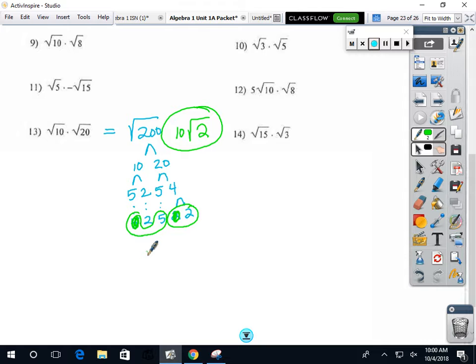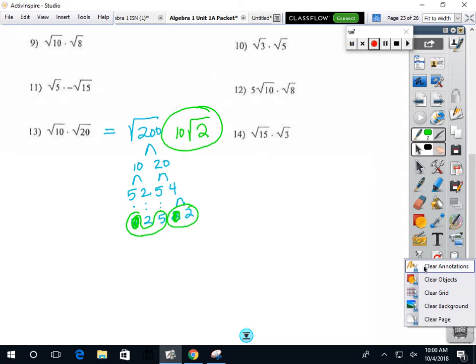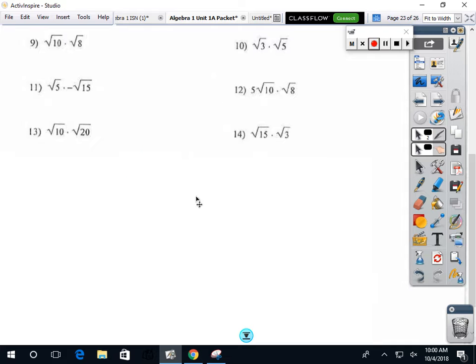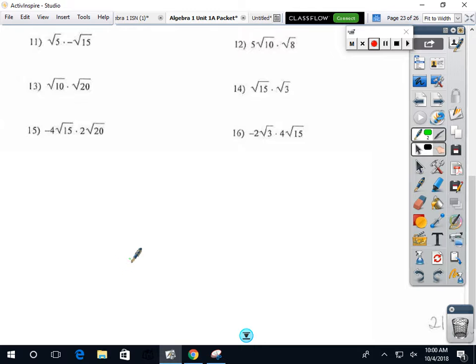All right, number 15. Okay, this time we have outside numbers. So when we multiply them together, what do they become? -8. And then square roots of, what's 15 times 20? 300, I think. Is it 300? Okay, so now we're ready to simplify that 300.